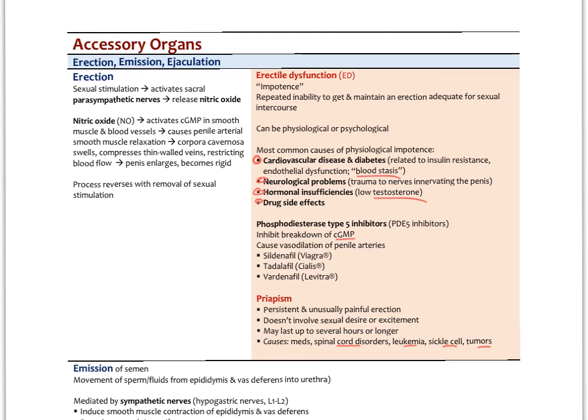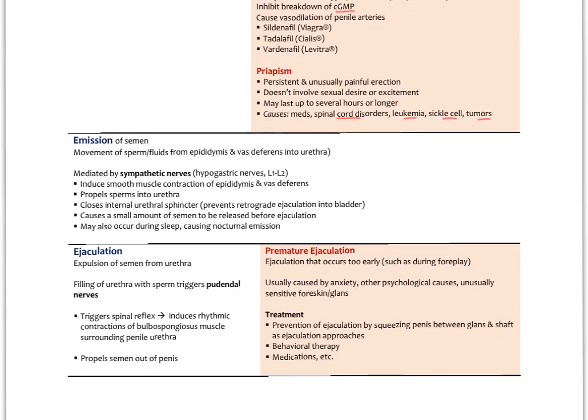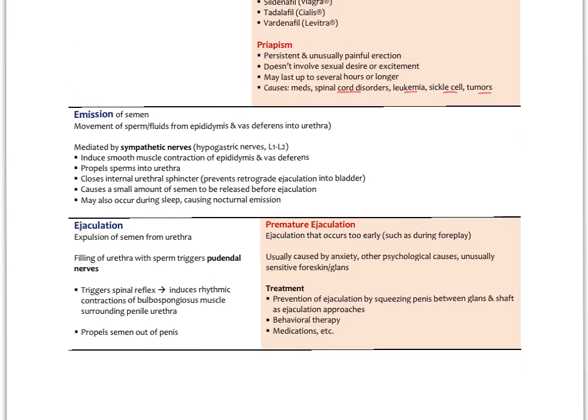So that's erection. The actual ejaculation of semen really involves two different stages. One is emission, and the other is the actual ejaculation out of the urethra. The emission is really where the sperm and the spermatic fluid pass from the epididymis and the vas deferens into the urethra. So it's the process that gets the semen moving from the epididymis and the vas deferens into the urethra.